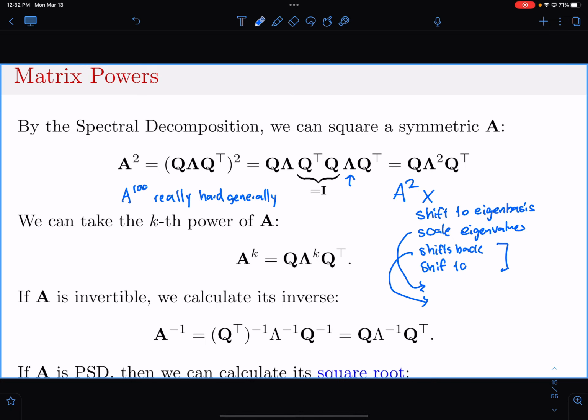So the net effect of the middle shifts is the identity, and in effect what you're doing is just scaling by the eigenvalues twice. And you can imagine if you apply this transformation 100 times, all the intermediate shifting back and forth goes away. So what you're really doing is shifting to the eigenbasis once, scaling by whatever power you care about, and then shifting back. So A to the 100 is just going to be Q lambda to the 100 Q transpose.